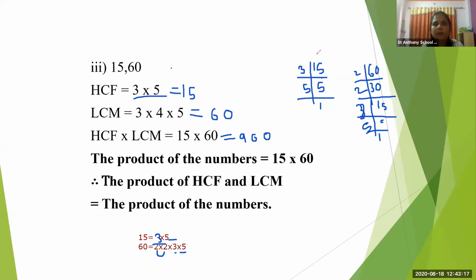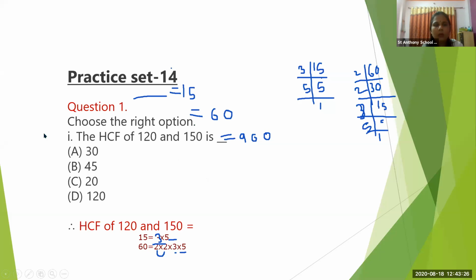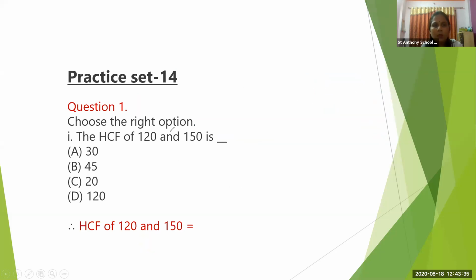So this is all about. Now here practice set 14. Here the revision is there in practice set 14. Find the HCF of 120 and 150. What you are going to do is you find the factors of 120, find the factors of 150, take the common one and then tick the correct option.